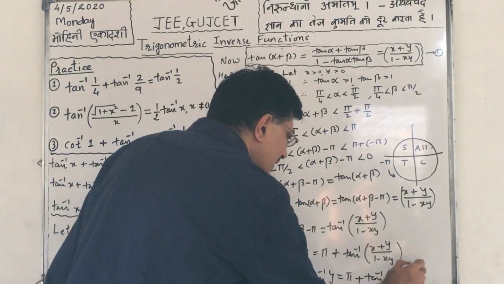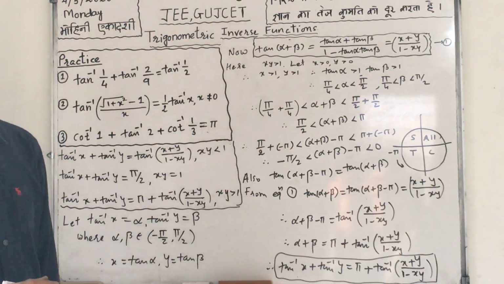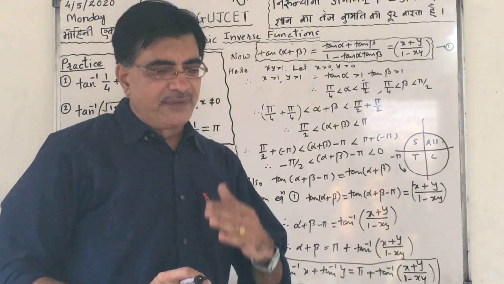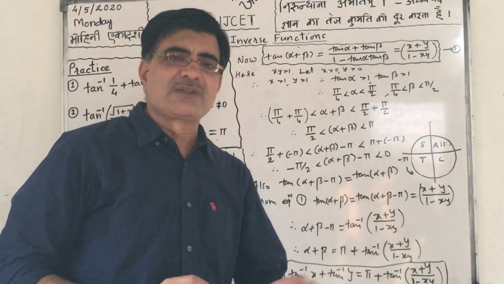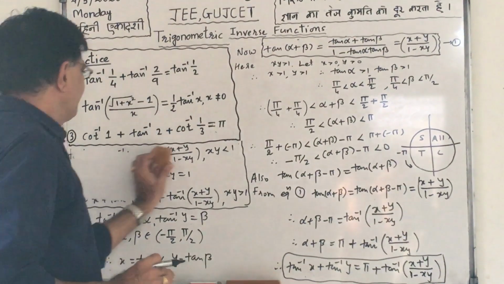Thus we have proved that for xy greater than 1, tan inverse x plus tan inverse y equals pi plus tan inverse of (x plus y) upon (1 minus xy). We will solve one problem from this formula afterwards. Okay? Now let us solve some problems.